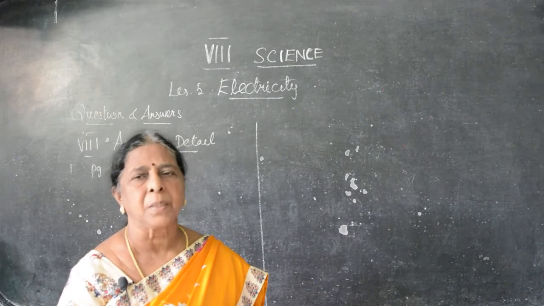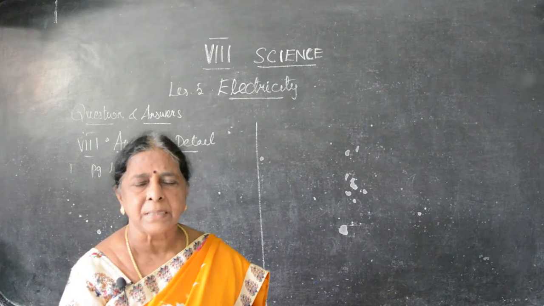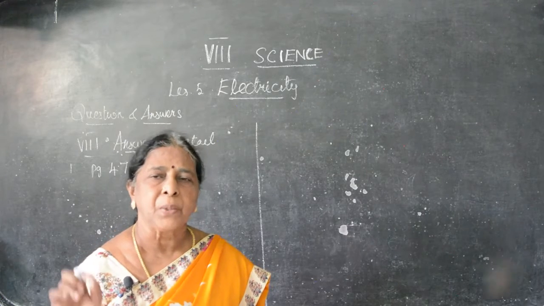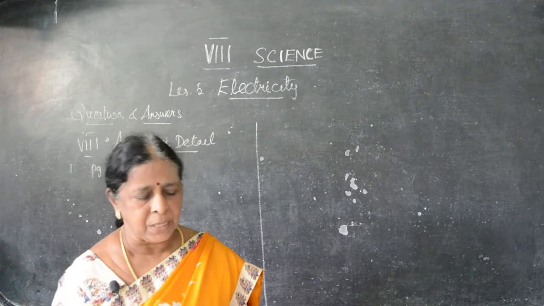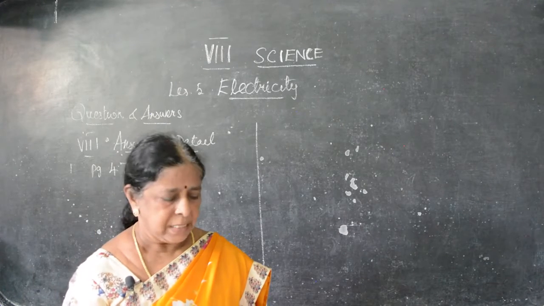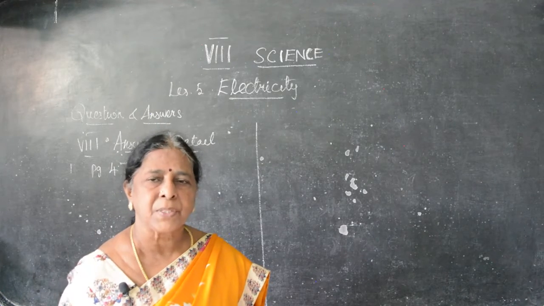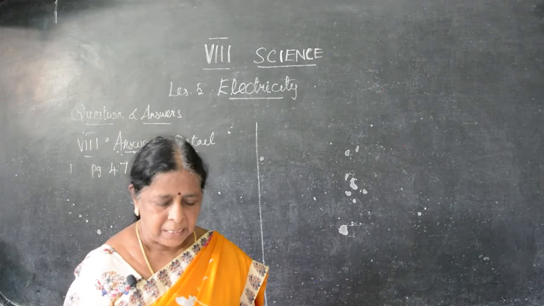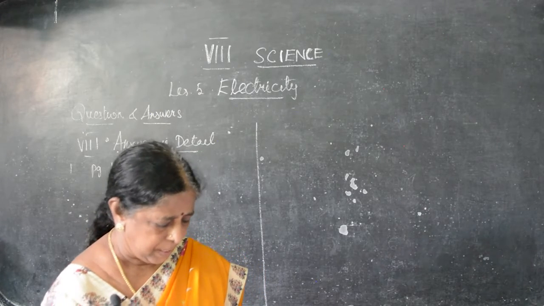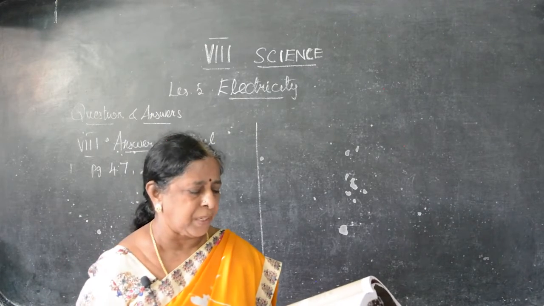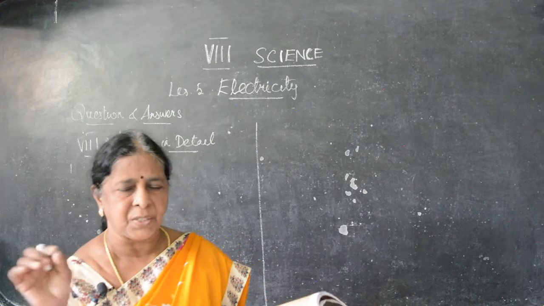The second paragraph, and this is the third paragraph: transfer by conduction is the third paragraph. Children, you have to write with side headings. The first one is transfer by friction. The second paragraph is transfer by friction. The third paragraph is transfer by conduction. The fourth paragraph, on page number 49 only, is transfer by induction. Underline the word.